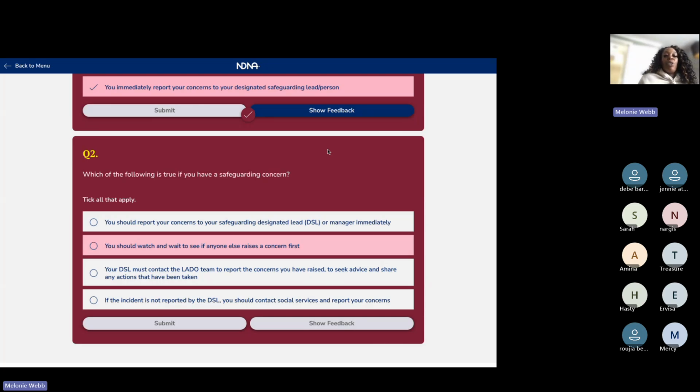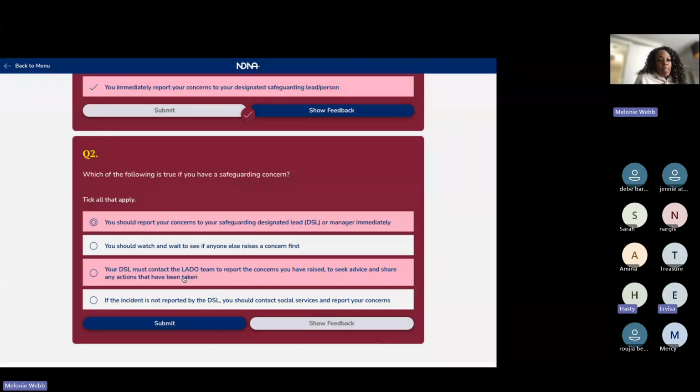Which of the following is true if you have a safeguarding concern? Tick all that apply. You should report your concerns to your safeguarding lead or manager immediately. Yes. You should watch and wait and see if anyone comes up with a concern first. No. Your DSL must contact the LADO team to report the concerns that you have raised and share any actions that have been taken. Yes. If the incident is not reported by the DSL, you should contact social services and report your concerns. Yes.